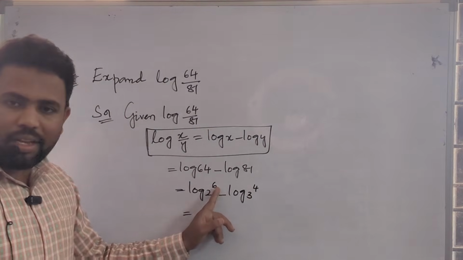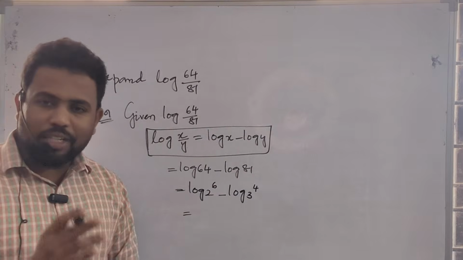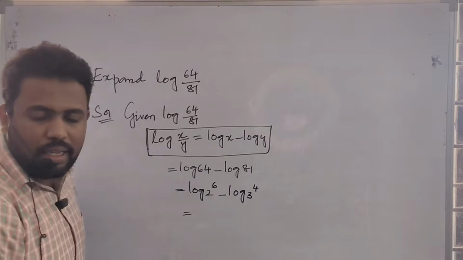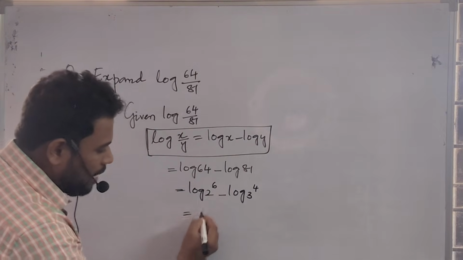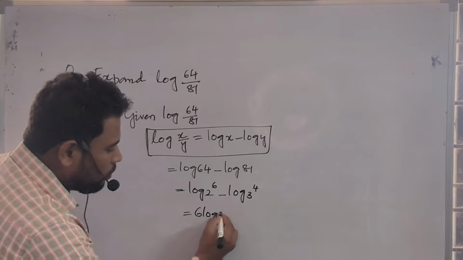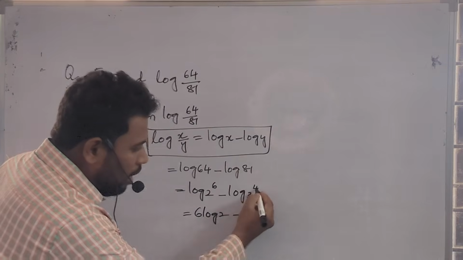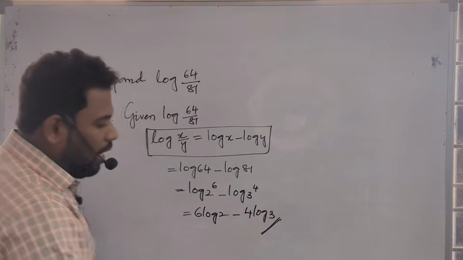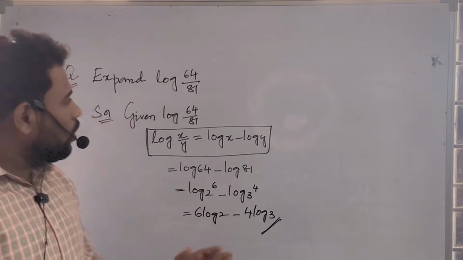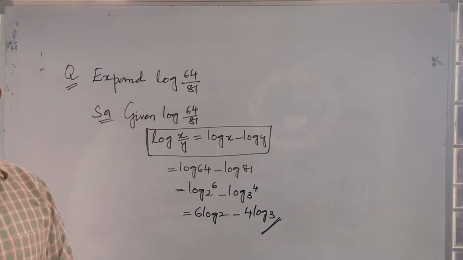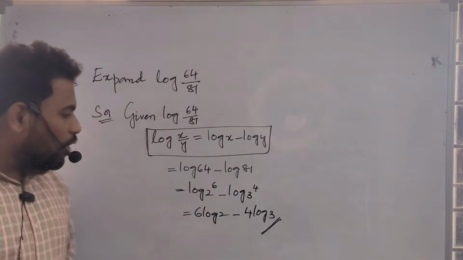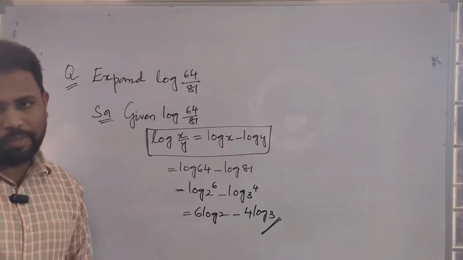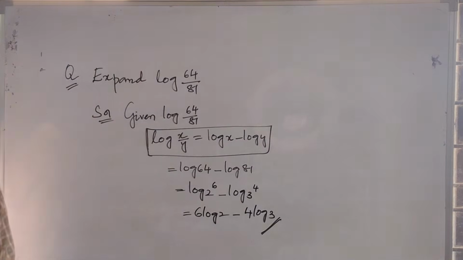So we have powers here, so we can apply the power rule. What I told you, in the power rule, first we write the power and copy the same log. So first 6 log 2 minus 4 log 3. So this is the final answer of the expansion of the given question, log 64 by 81. I hope that you understood easily, because this is a very simple question.